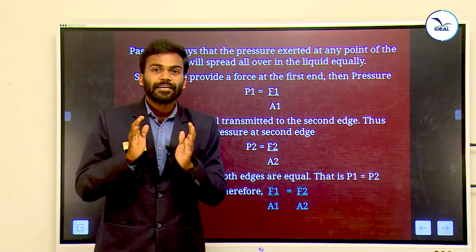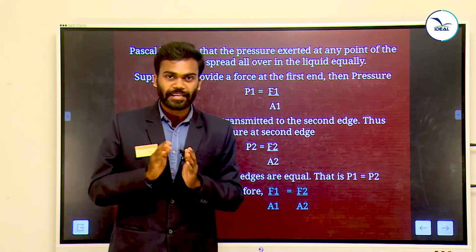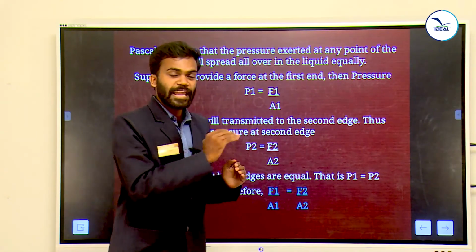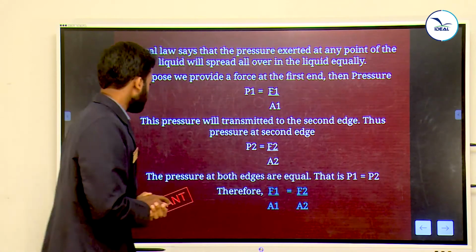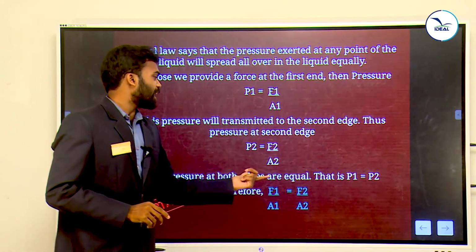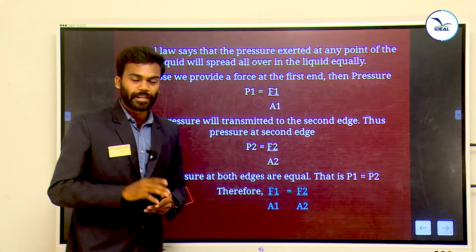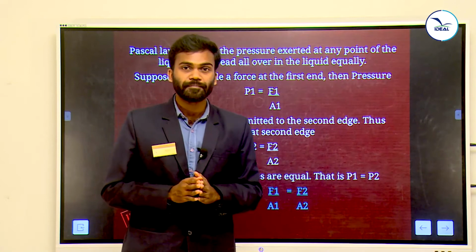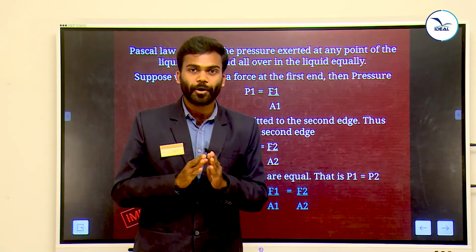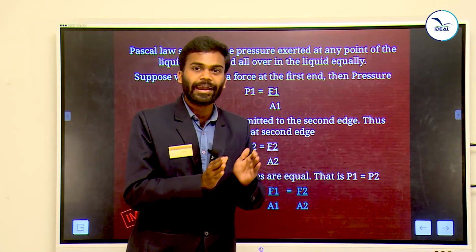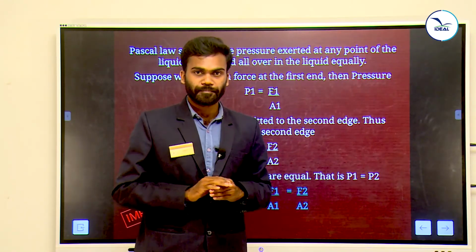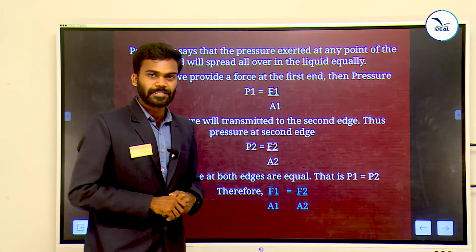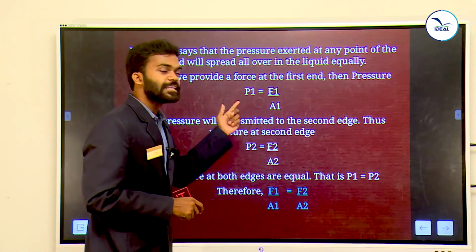That means pressure experienced at the second end is equal to force experienced at the second end divided by area of second end. The pressure at both ends is equal. From Pascal's law, it is clear that the pressure is equal at all points. That means the pressure at the first end and the second end are the same. That means P1 is equal to P2, isn't it? So P1 is equal to P2.